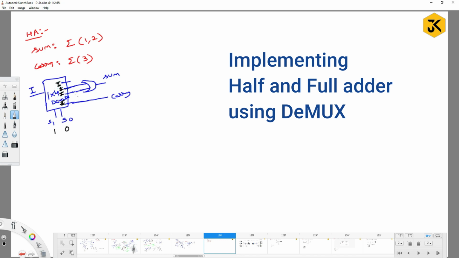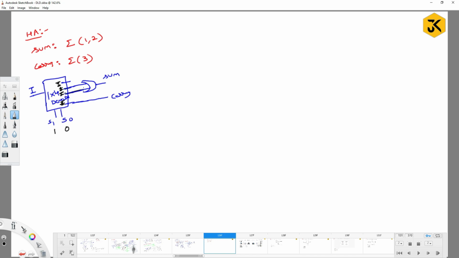If I am going to give 1, 0 as input, the respective line, 1, 0 means what? 2. This line is going to be activated. When this line is activated, its input is high, technically. And what about this input? It is low. This input is also low. This is also low, right?